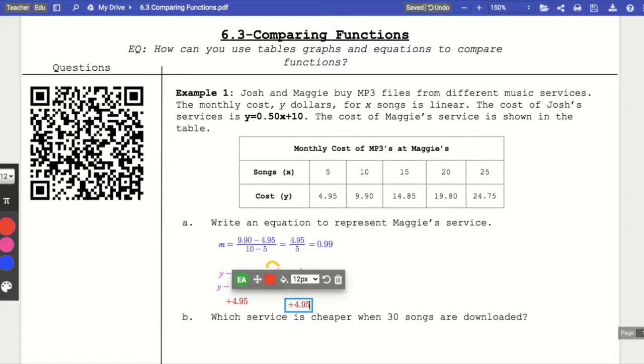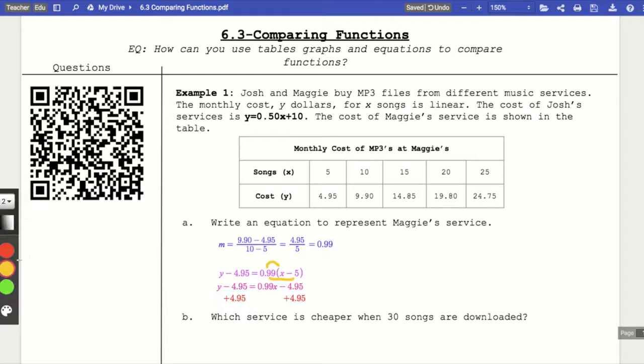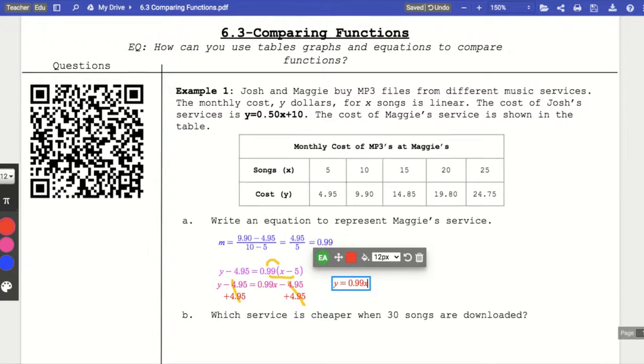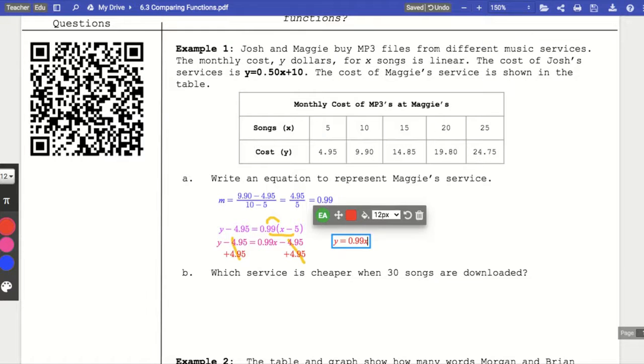What's really neat is when I do this, you'll see that my 4.95s are going to cancel because they're opposites on both sides. So it cancels here, it cancels here. So I'm left with a proportional relationship where y is just equal to 0.99x, because again, my 4.95 is canceled. So Maggie's equation is just 0.99x, which means Maggie's service doesn't have a starting fee, but it does cost more per song.